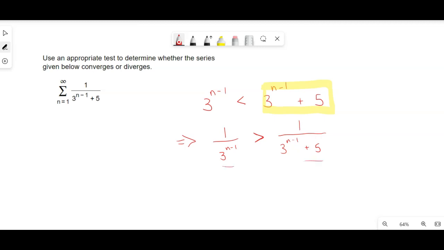And because now this is less than this, which converges, 1 over 3 to the n minus 1, which again also converges. That converges, so that lets me know that this is convergent because it's always below it.